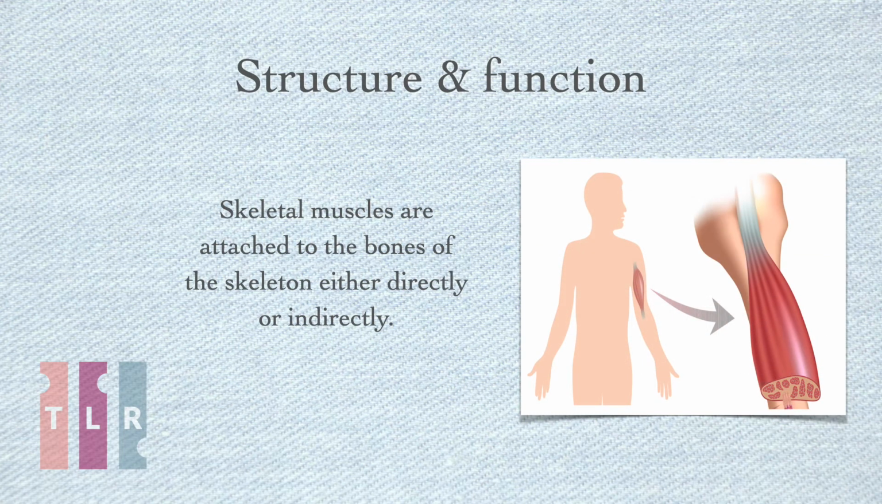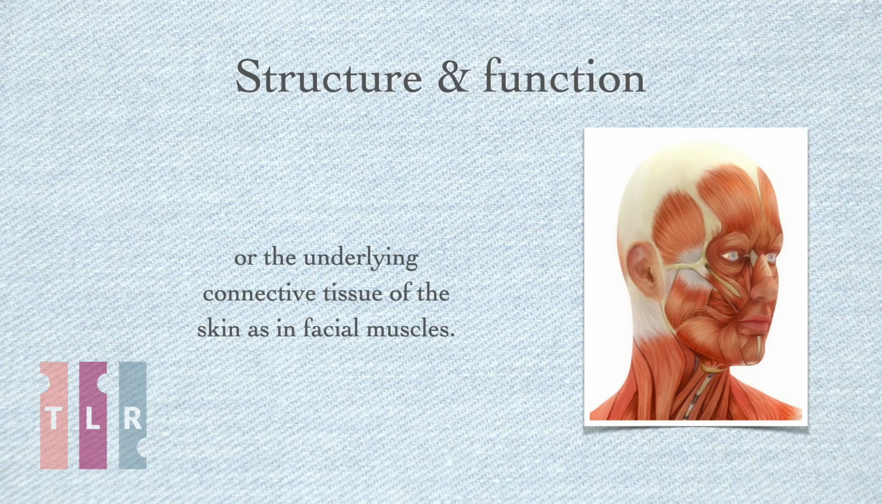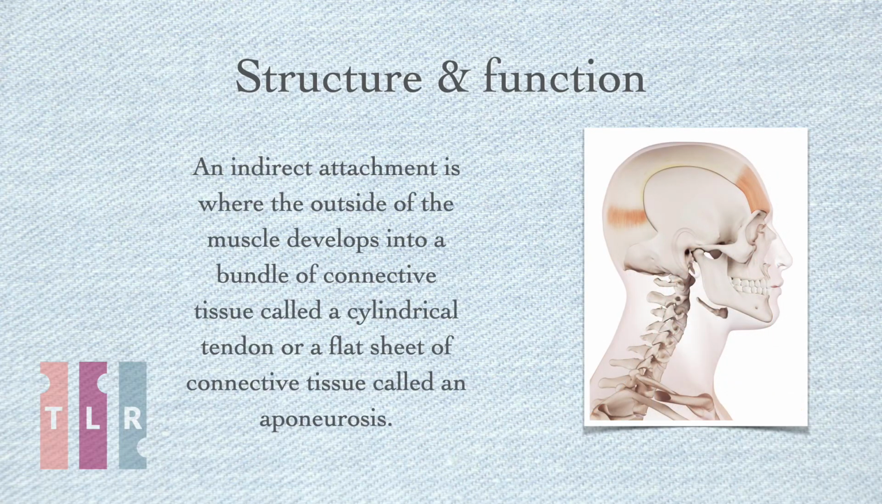Skeletal muscles are attached to the bones of the skeleton either directly or indirectly. A direct attachment is where the outside of the muscle is fused with the periosteum of the bone or the underlying connective tissues of the skin, as in facial muscles. An indirect attachment is where the outside of the muscle develops into a bundle of connective tissue called a cylindrical tendon or a flat sheet of connective tissue called an aponeurosis.